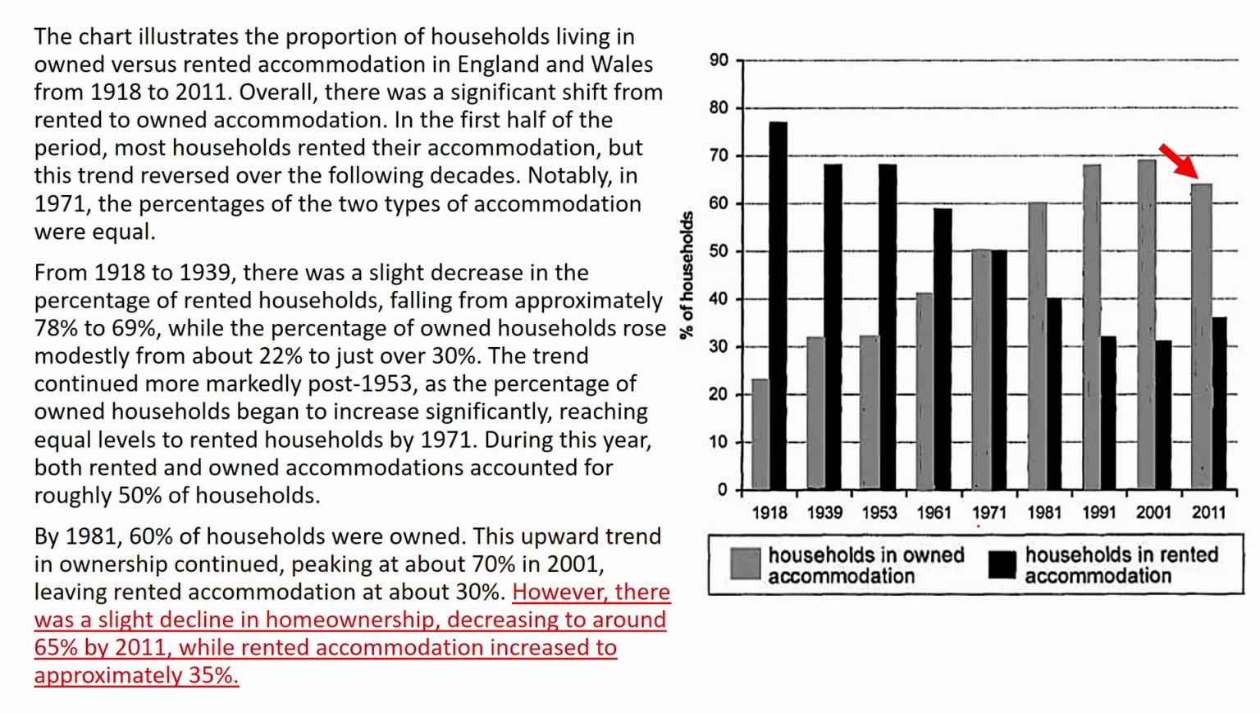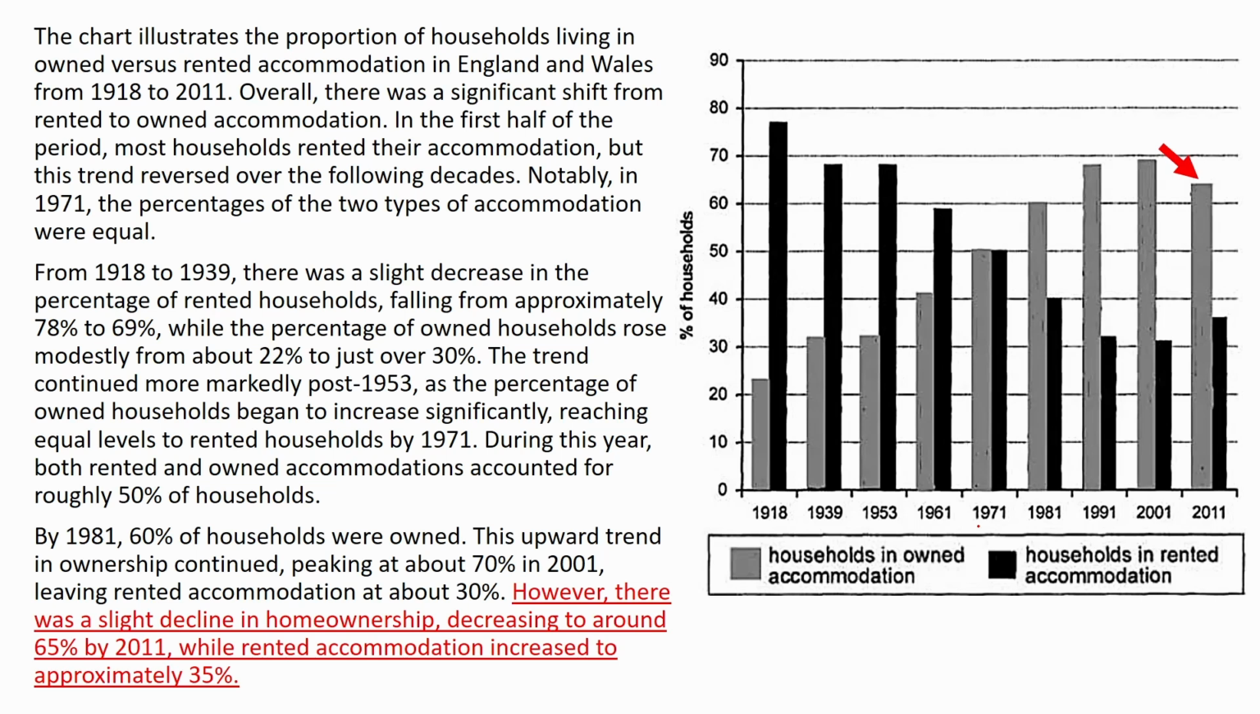Now let's continue with the last part of the graph. However, there was a slight decline in home ownership, decreasing to around 65% by 2011, while rented accommodation increased to approximately 35%. So I mentioned all the main changes and tried to compare the data, mentioning the most important points. Again, you cannot write every single point. Why? Because the question clearly asks you to summarize the information and select the main or the most important points.